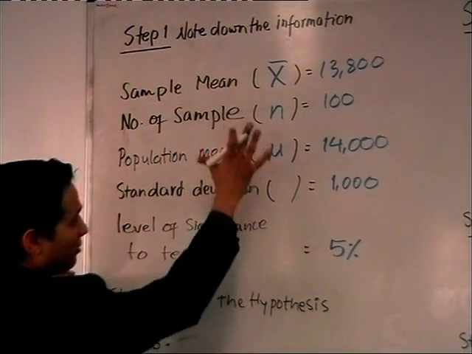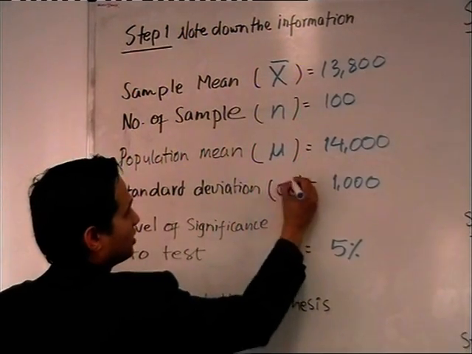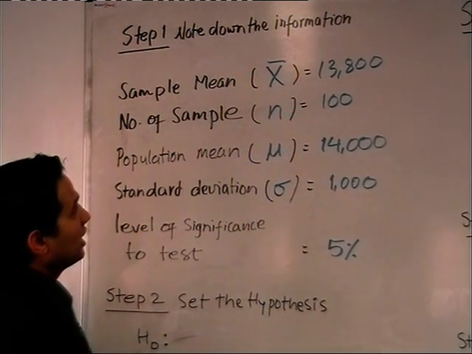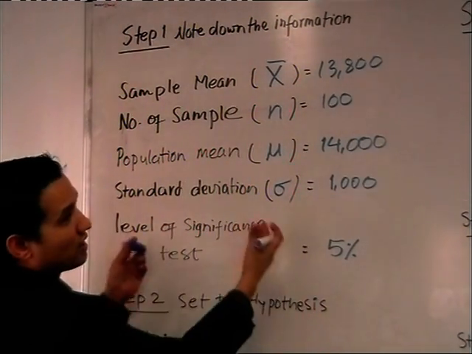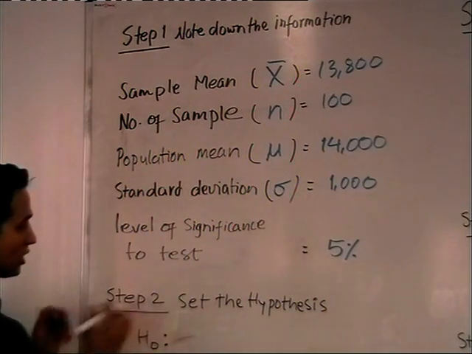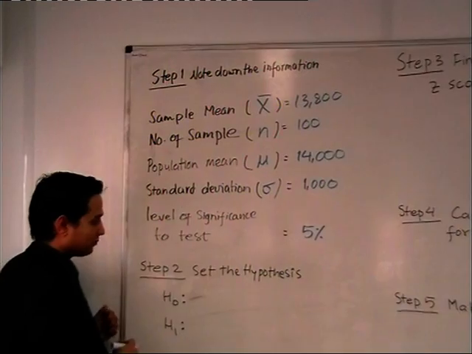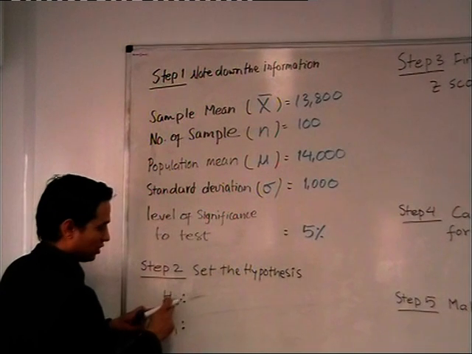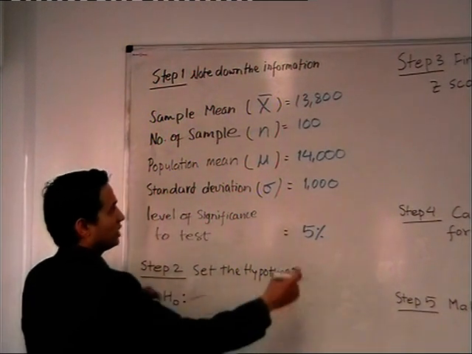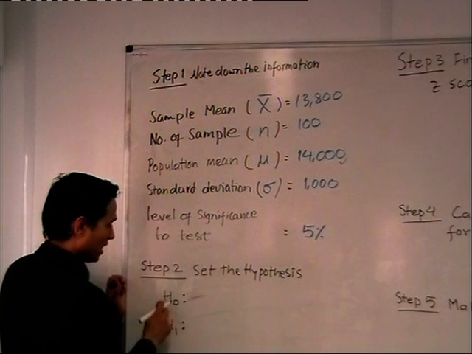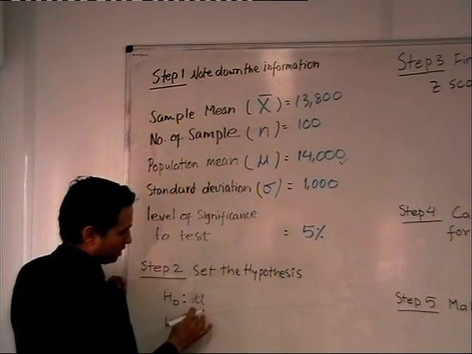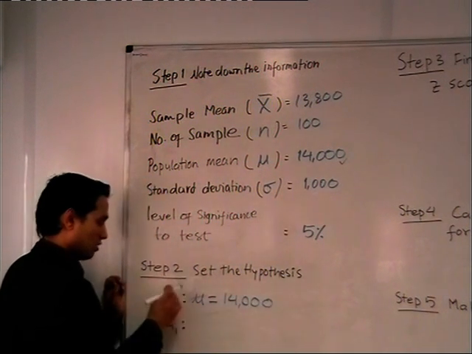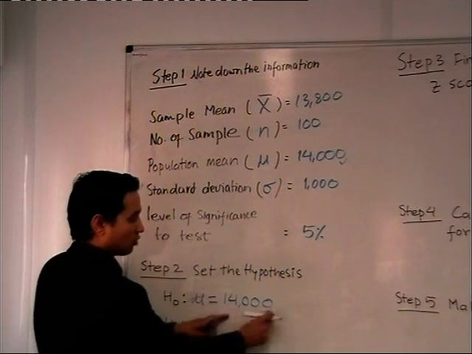Now with this information, here is the standard deviation symbol. You will see the page where we provide the formulas, and you can figure out which formula to use to find the z-score. In step 2, what is important is to set the hypothesis correctly. As a thumb rule, the null hypothesis, H0, states that the population mean mu equals the given population mean, which in this question is 14,000.